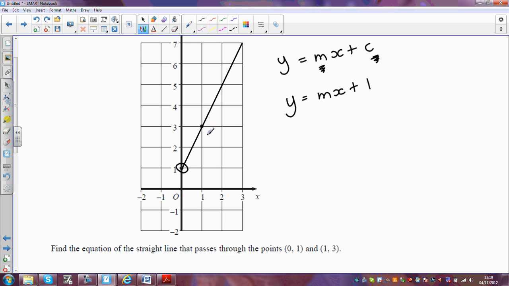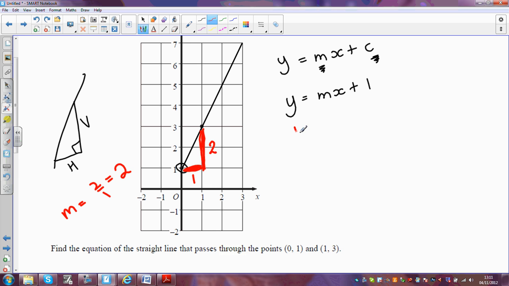Now, the gradient of my line is found always by, if there's a straight line, drawing a right-angled triangle underneath the line and working out the vertical and dividing that by the horizontal. If we just look at this part of the line here, and I draw in that part and that part, there's my right-angled triangle. I can see that the vertical of the right-angled triangle is 2, the horizontal is 1, the gradient then of that straight line is 2 divided by 1, which is just 2. So in other words, the equation of this straight line is y equals 2x plus 1.